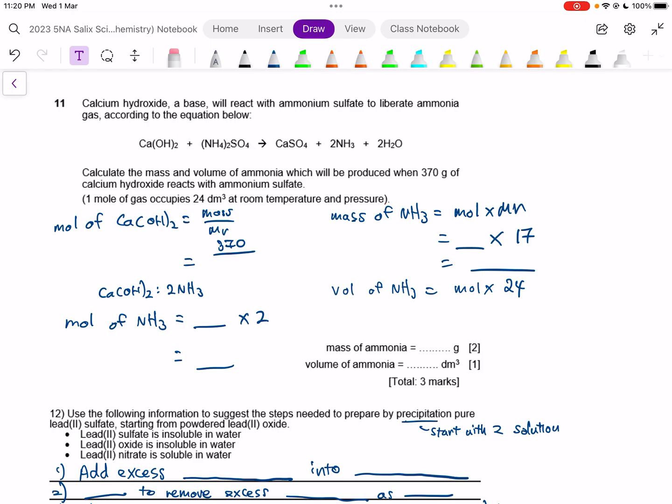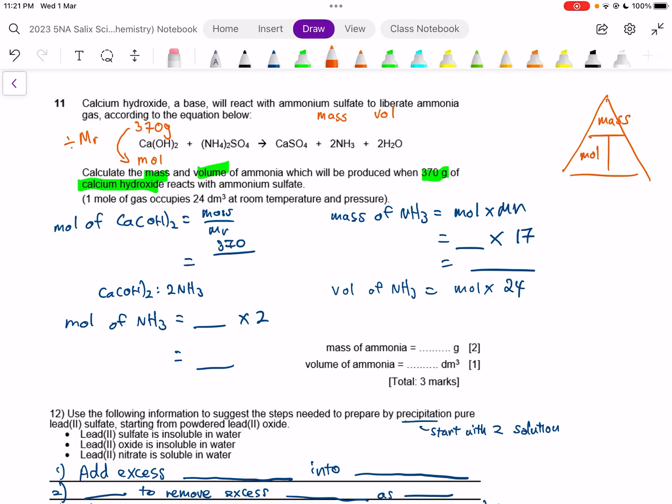For question 11, we have: calculate the mass and volume of ammonia which will be produced from 370 grams of calcium hydroxide. We are supposed to find both the mass as well as the volume for ammonia. The first thing I do is this: because I'm given the mass, I need to find the mole. Mass to mole, that's step number 1, divided by the MR.